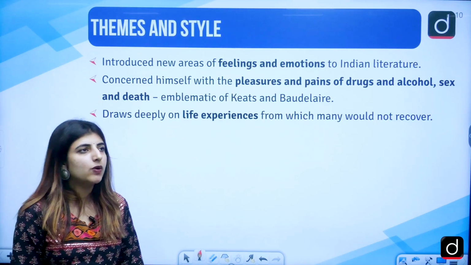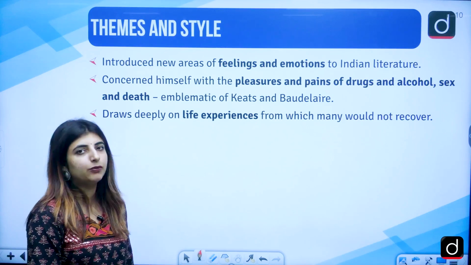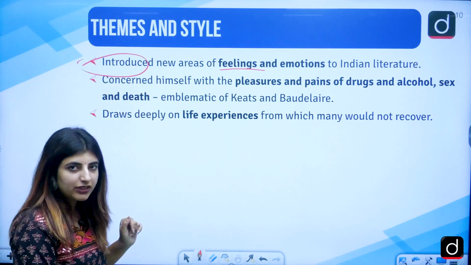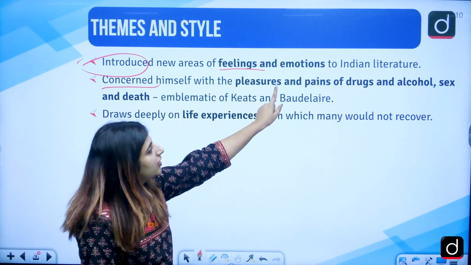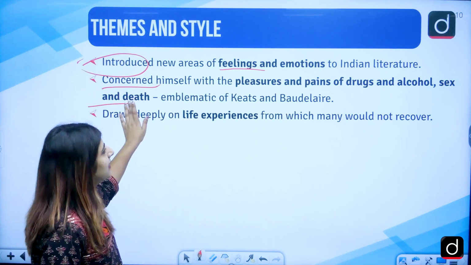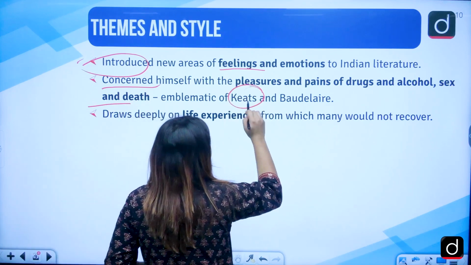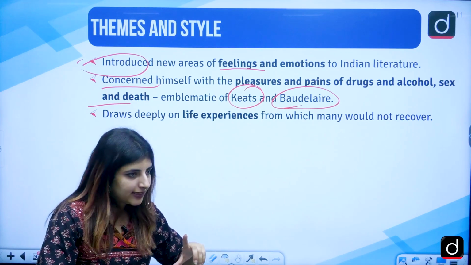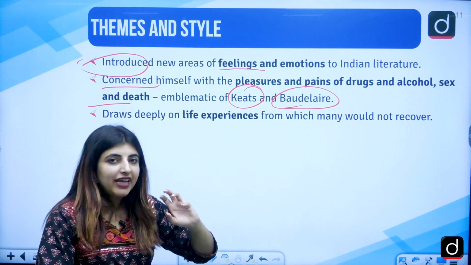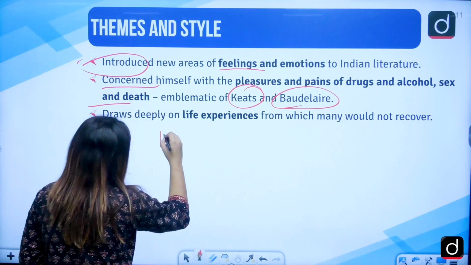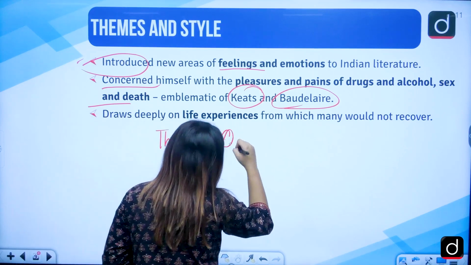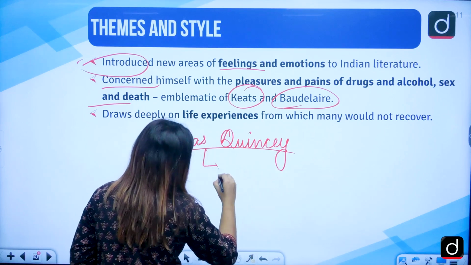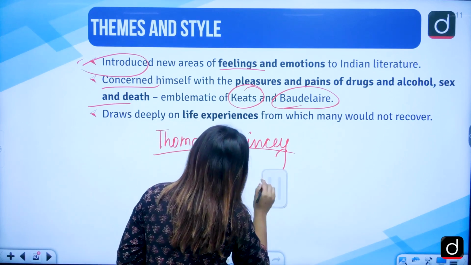Now, themes and style. What are the themes? What is his writing style? If we read his poetry, he tries to relate with feelings and emotions. He concerned himself with the pleasures and pains of drugs, alcohol, sex and death, which are emblematic of Keats and Charles Baudelaire. So we see he himself has been a drug addict. Even if we draw a reference to a British writer, you can memorize or recall the name Thomas De Quincey, who has written The Opium Eater.